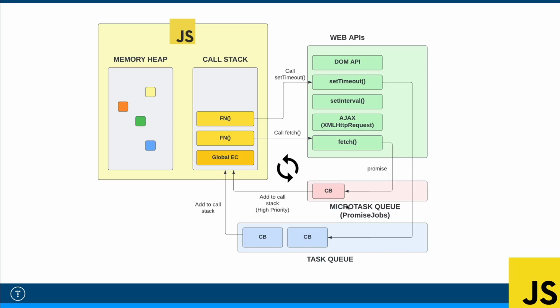So they get put on something called a microtask queue, also called promise jobs. And it works the same as the task queue in terms of it being a queue data structure, which is first in, first out. So it works the same, but there is a bit of a higher priority than the standard task queue. All right, so that's how they work under the hood.